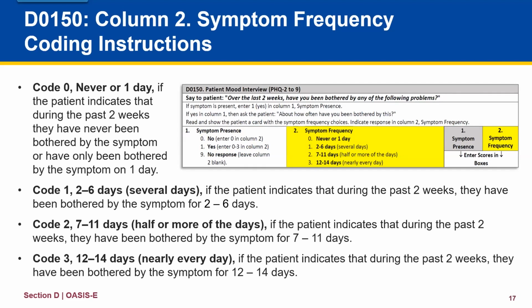So for coding symptom frequency, code 0, never or one day, if the patient indicates that during the past 2 weeks they have never been bothered by the symptom or have been bothered by the symptom on one day. Code 1, 2 to 6 days, several days, if the patient indicates that during the past 2 weeks they've been bothered by the symptom for 2 to 6 days. Code 2, 7 to 11 days, half or more of the days, if they've been bothered for 7 to 11 days. Code 3, 12 to 14 days, nearly every day, if they've been bothered for 12 to 14 days.